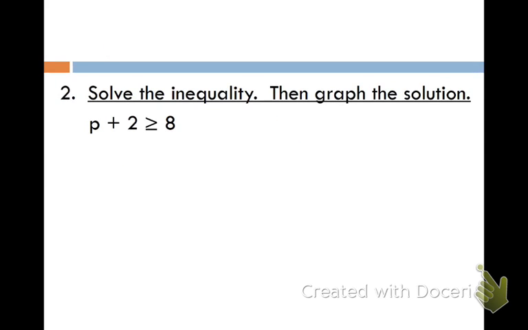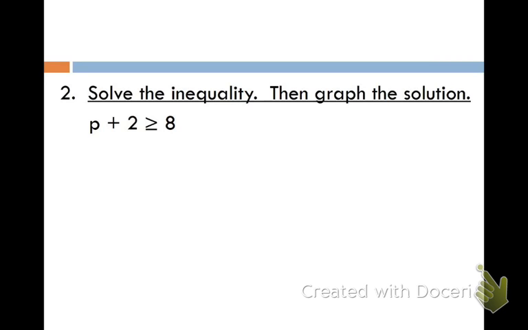Let's go ahead and do one more example today. This is another review problem from last week. It asks us to solve the inequality and then graph the solution. Last week we talked about inequalities. Inequalities are very similar to equations. So my whole goal is to get what by itself up here? P. P wants to be alone. It doesn't want anyone else near it. Who is near it? Not just 2.